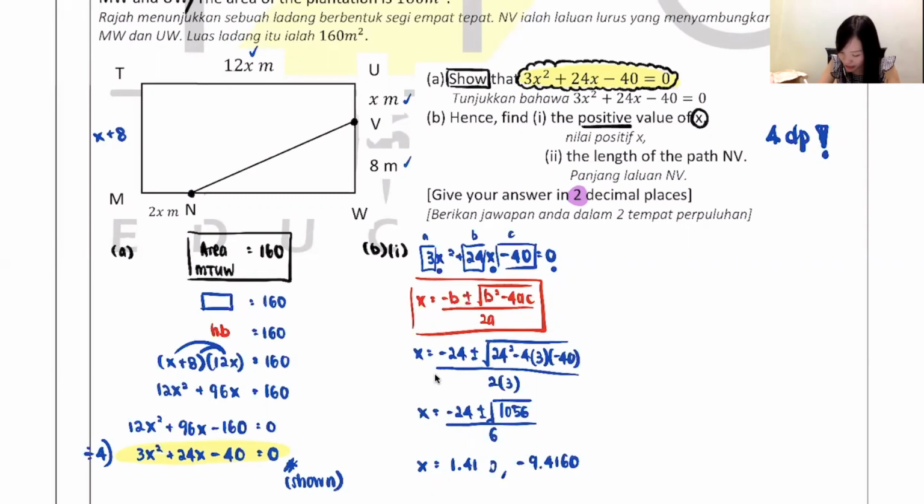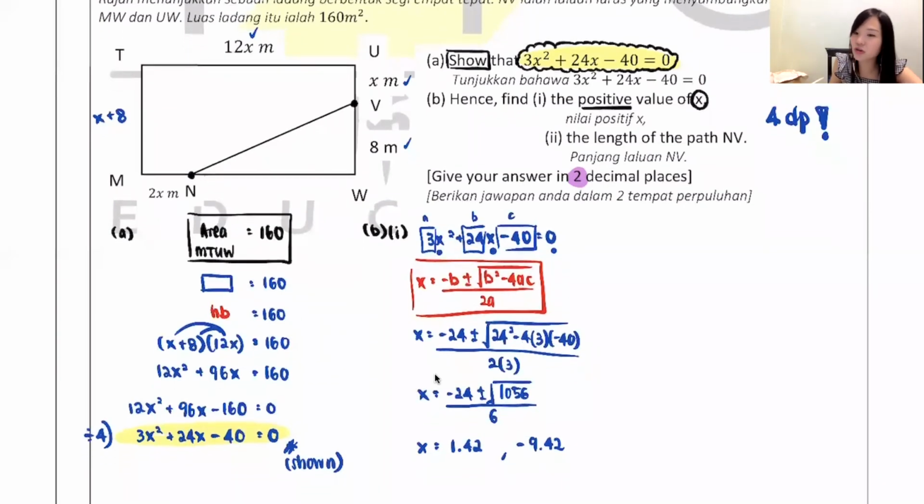So, my dear, 2 decimal places, round up on 416, you guys will write 42. People want 2 decimal places. Okay? And guys, is both my answer? No, because the question says positive value. So the negative value is just rejected. So our answer is 1.42. And of course, the x cannot be negative. Hello, it's talking about length. How is it possible, right?